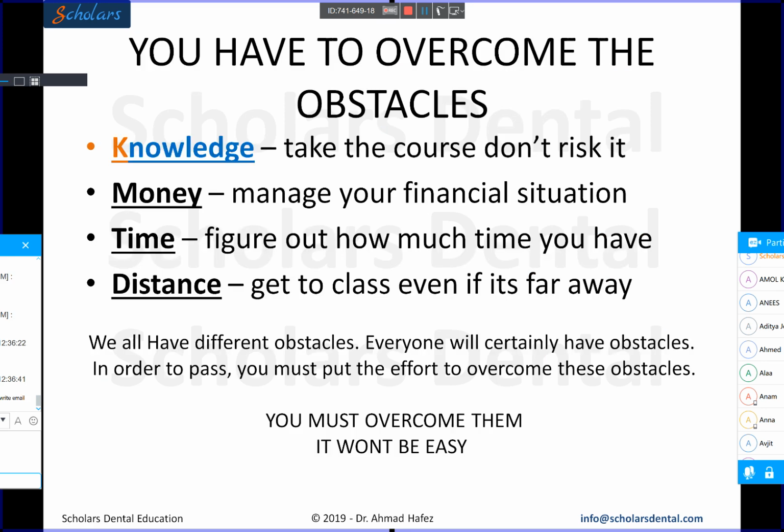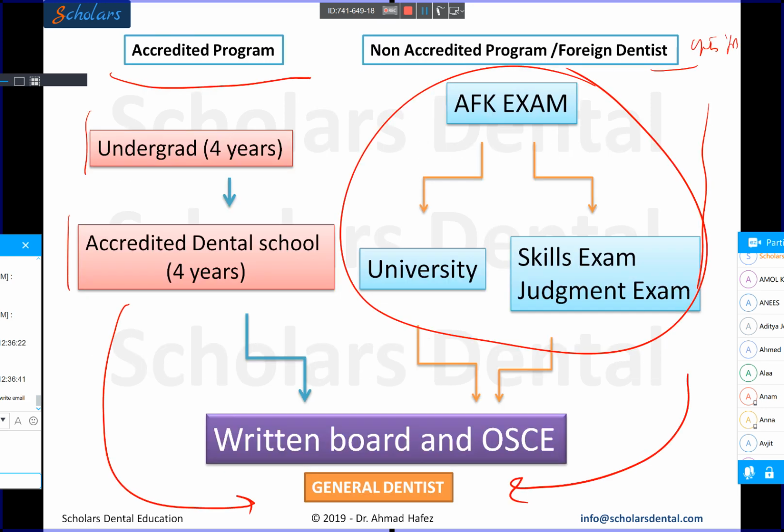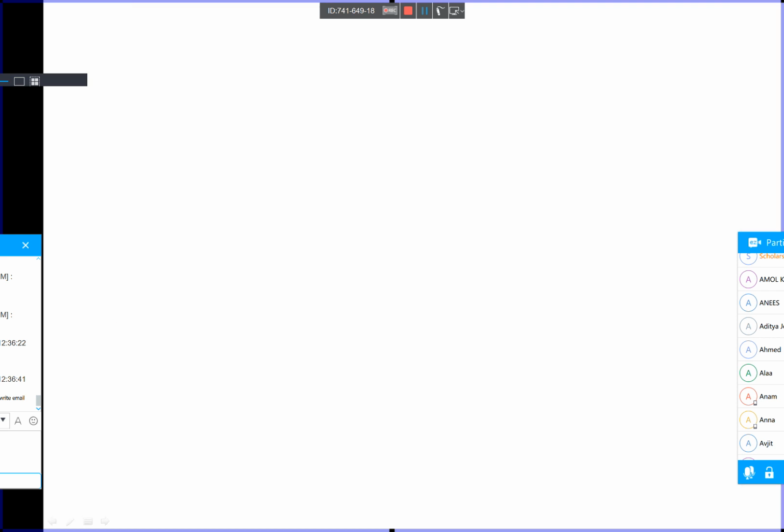Where did I talk about the ACJ stuff? Okay. So here's the strategy. I'm going to show you this timeline. I'm just putting this strategy up to show what you can do. You have to think about what you can do in terms of time and money. So everybody has to start with the AFK.